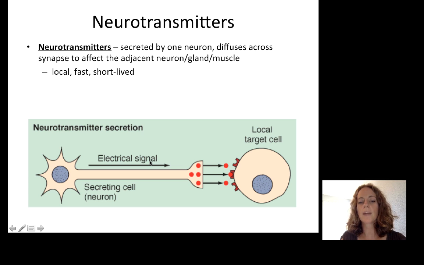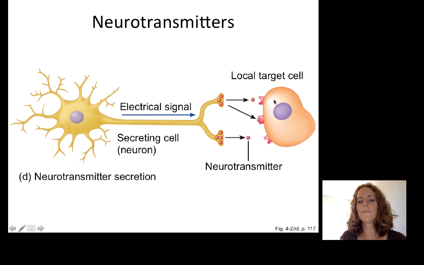We're going to spend a lot more time in the nervous system unit talking about neurotransmitters. But really a neurotransmitter is just another local signal. It's a chemical signal released from a cell to affect a target cell that has specific receptors for that chemical. These will be specifically referred to as neurotransmitters, and these receptors will be referred to as neurotransmitter receptors.